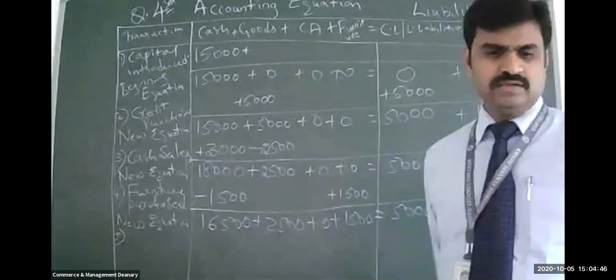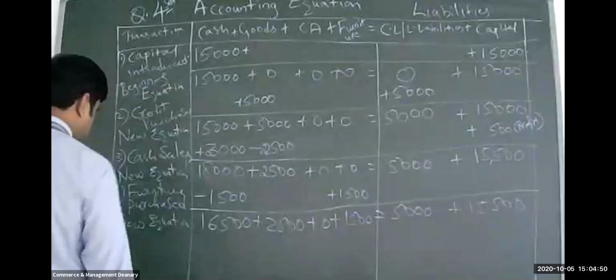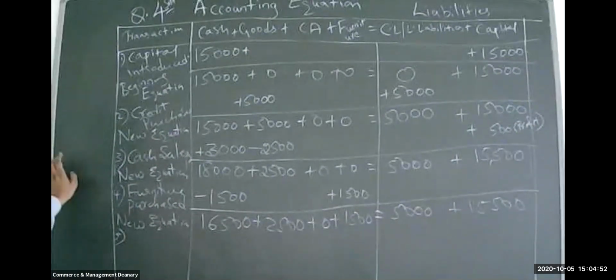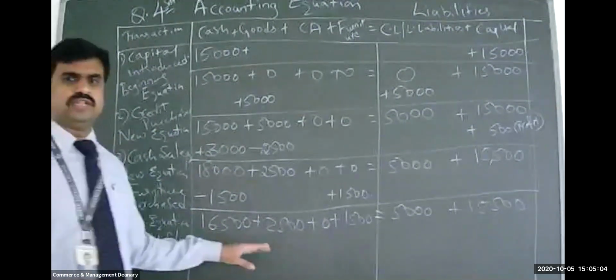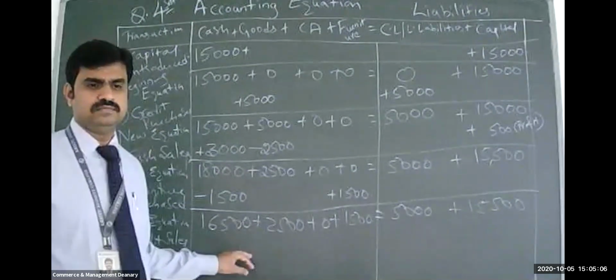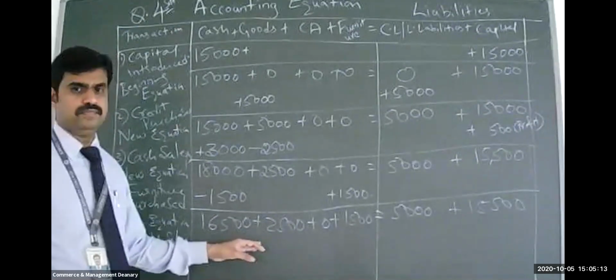We have done this many times. So what is the transaction name? Credit sale. Credit means no cash is coming, so don't do anything in the cash column. How much worth of goods is going out? 400. Which column, plus or minus? Minus 400.